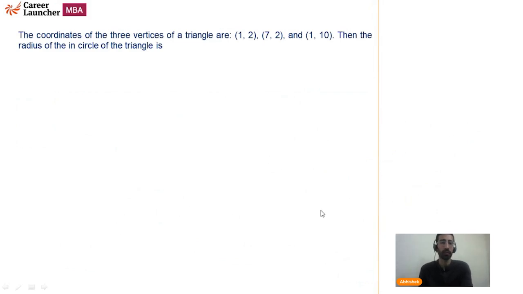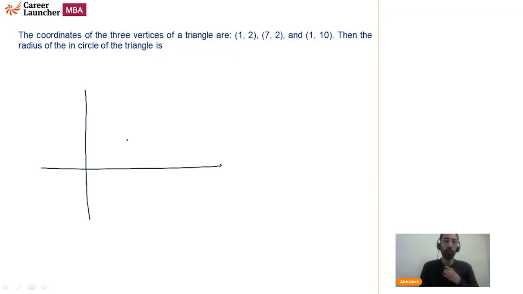The next question says, the coordinates of three vertices of a triangle are so and so. What is the radius of the inner circle of the triangle? It's always prudent to plot this. Doesn't take a minute. Now 1, 2: x is 1, y is 2, 1, 2 is here. I would recommend making this to scale as far as possible.